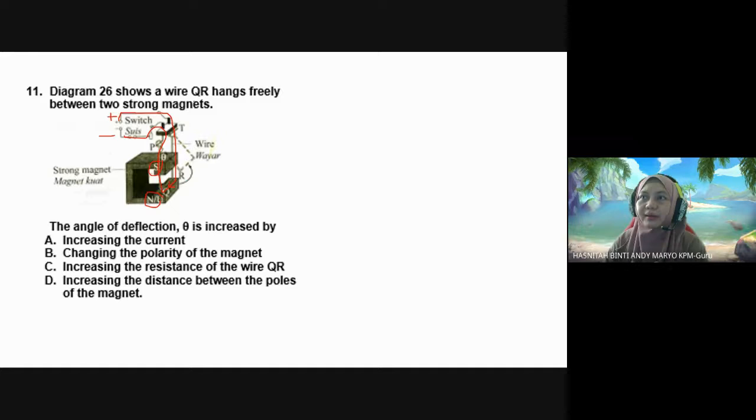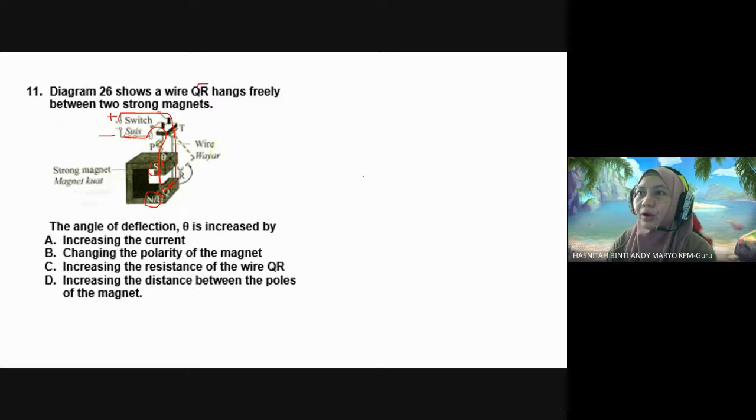We have conductor QR. This end is R, the other end is Q. So current moves out from R to Q. You place your middle finger in the outward direction. And then your index finger pointing where? Pointing upward, pointing to the south.